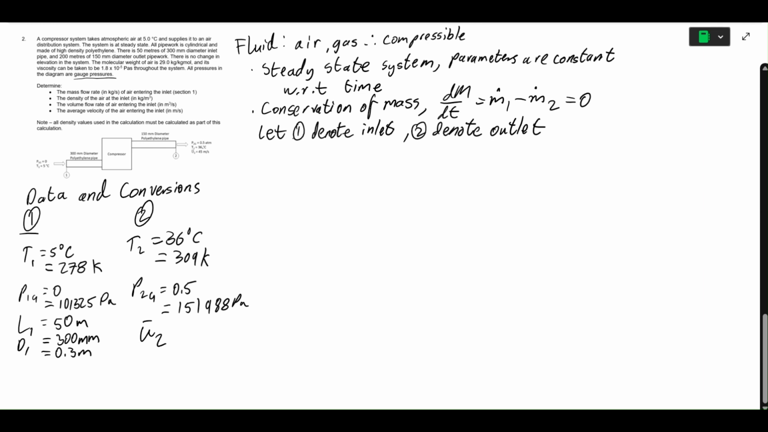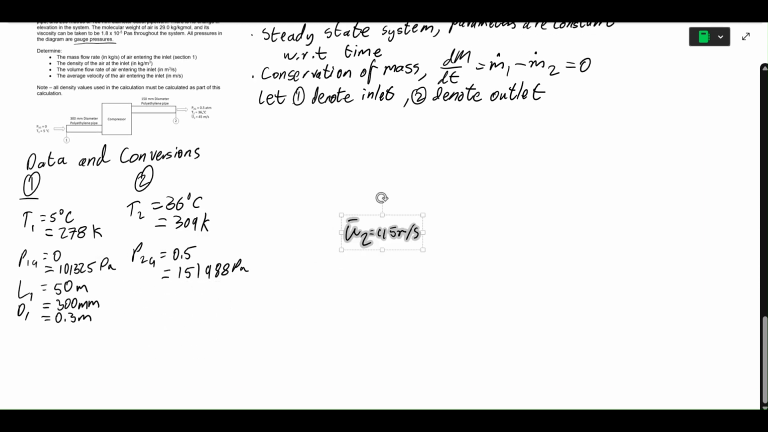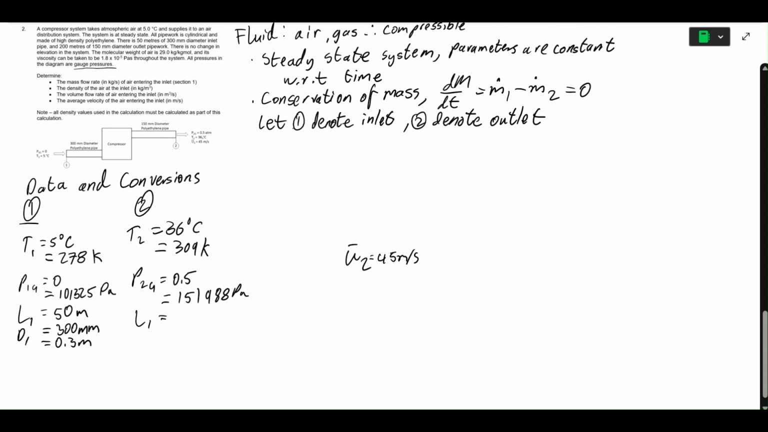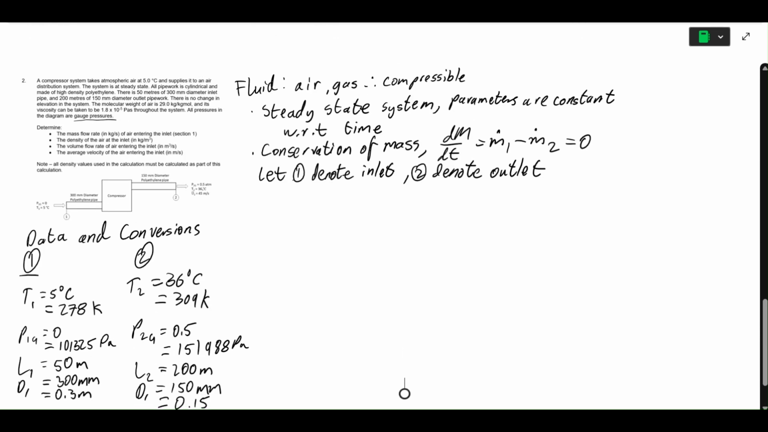And we do have the average velocity at the outlet, which is 45 meters a second. We'll move that to the side for now because the length is 200 meters, if I recall. Yeah, 200 meters. And the diameter is 150 mil, 0.15, and we have that average outlet velocity.